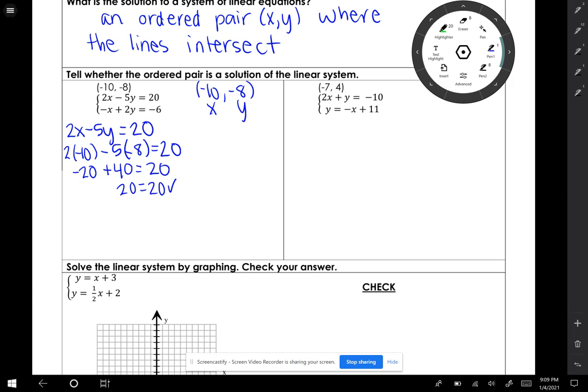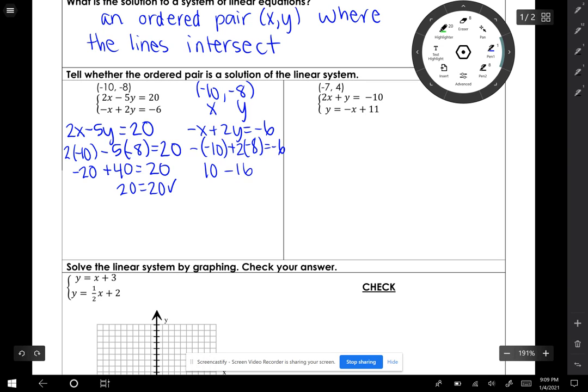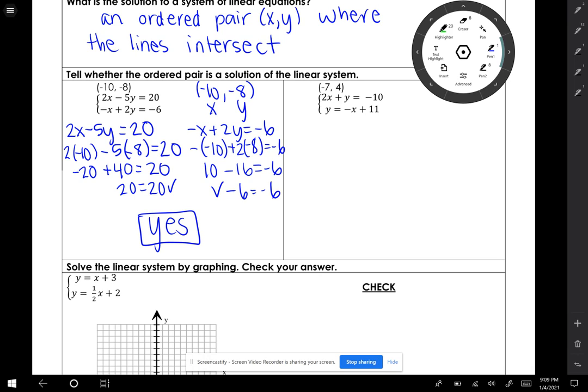So we need to check -10, -8 in the equation -x plus 2y equals -6. So I'll put the negative in front. I'm going to replace x with -10 plus 2 times, replace y with -8 equals -6. The double negative becomes a +10. 2 times -8 is -16 equals -6. Well, 10 minus 16 is in fact -6, and it works there. So the directions said to tell whether it's a solution. Since it worked in both of these equations, the answer is yes, it is a solution. So you would want to write yes at the end. Now we're actually done with that problem.